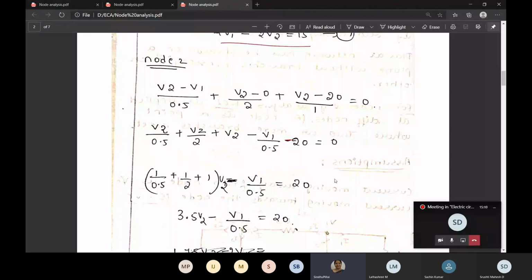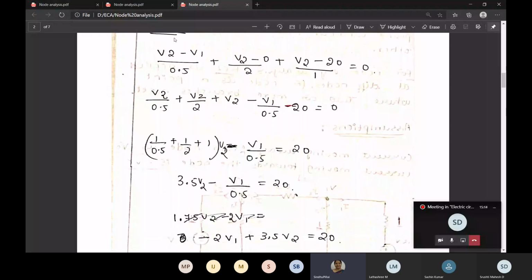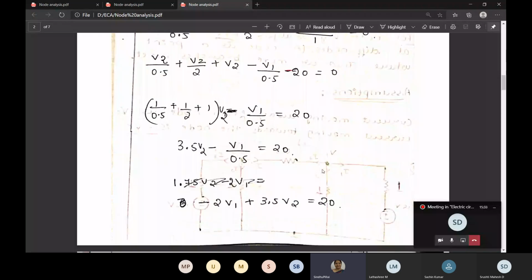Okay, we'll start with node 2. The node 2 equation is (V2 minus V1) by 0.5 plus V2 by 2 plus (V2 minus 20) by 1. Separate the V2 terms. You write it as 1 divided by 0.5 plus 1 by 2 plus 1. Separate the V2 terms and V1 as 0.5, equated to 20. Then we'll get the equation.